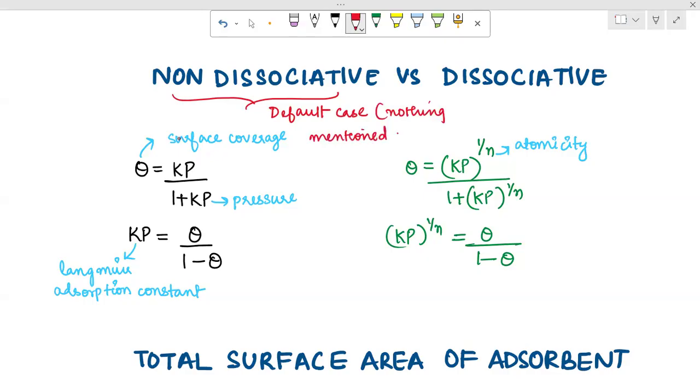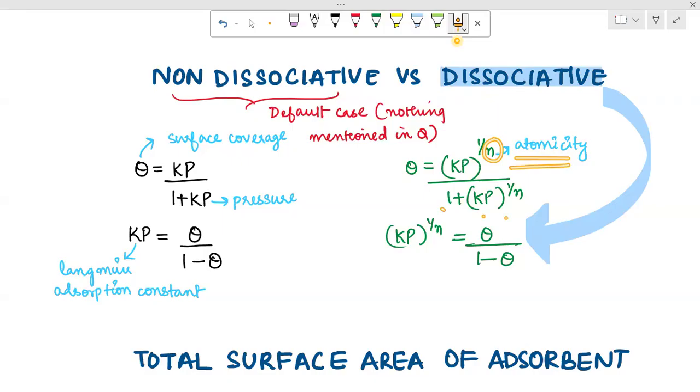Default case means nothing mentioned in the question. Then what you'll do is you will take the normal equations: theta is equal to Kp by 1 plus Kp, Kp is equal to theta by 1 minus theta. Either of these, which we saw earlier. But if the question says that it is dissociative, then the scenarios change. Then the equation that you use is theta is equal to Kp to the power 1 by n, where n is the atomicity, over 1 plus Kp to the power 1 by atomicity, or Kp to the power 1 by atomicity is equal to theta by 1 minus theta.